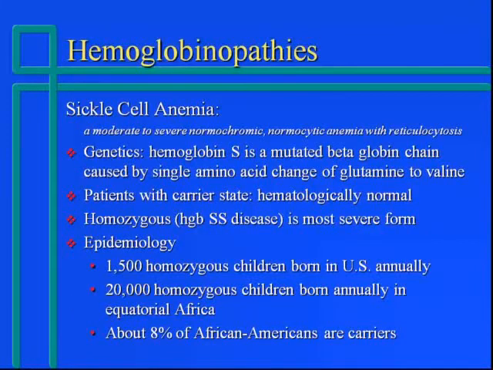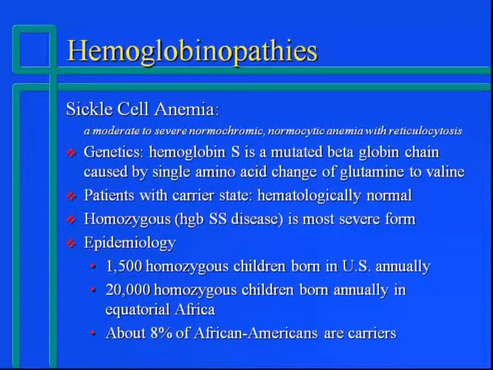We'll move on to talk about the hemoglobinopathies, sickle cell anemia being the most important of these. This is a moderate to severe normochromic, normocytic anemia with a reticulocytosis. The genetic defect is a mutated beta globin chain caused by a single amino acid change of glutamic acid to valine at position 6, which leads to hemoglobin S.